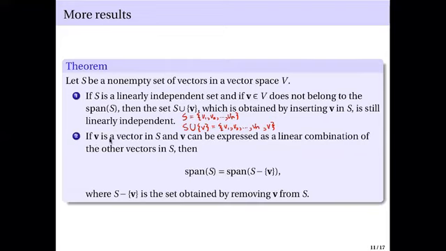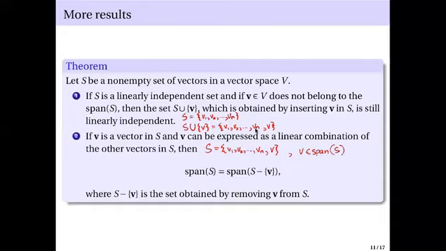Now, if V is a vector in S, and V can be expressed as a linear combination of the other vectors in S, so this time, you started with the set V1, V2 until Vn, and then you have your V. And also V belongs to the span of S.